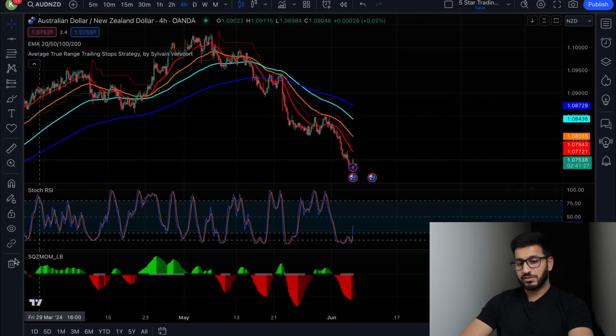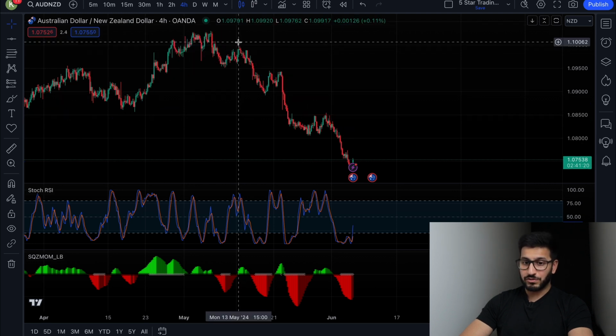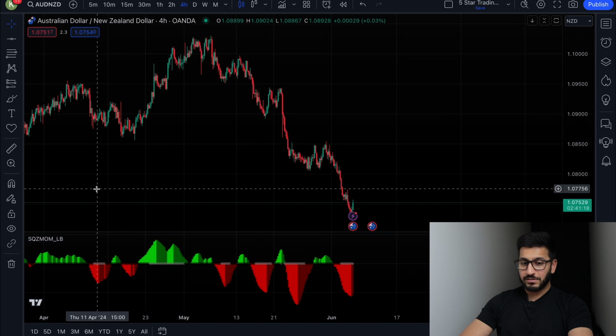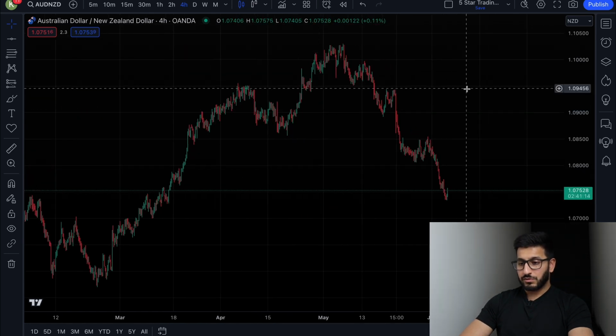First thing I want you to do is just get rid of all this noise, okay? You don't need EMAs, you don't need average true range to know where your stop loss is going to be. Don't need any of this. Now, this works on everything. It works on Forex, it works on stocks, it works on indices.